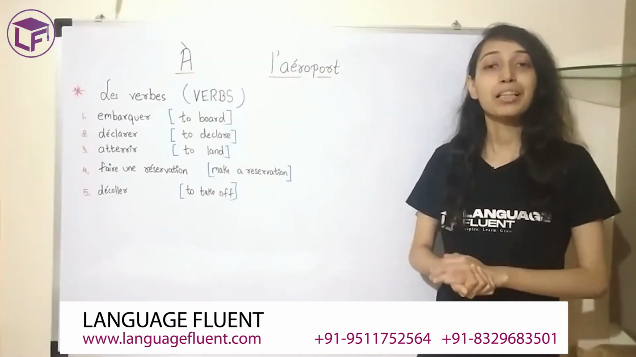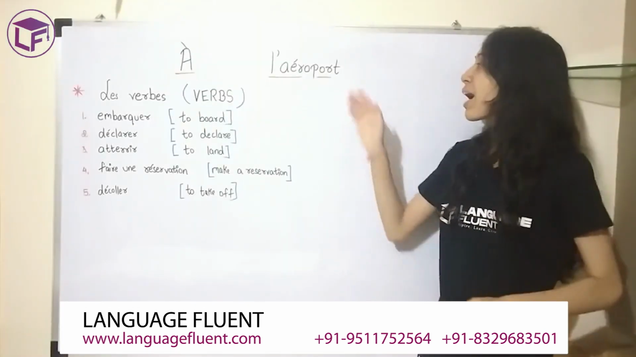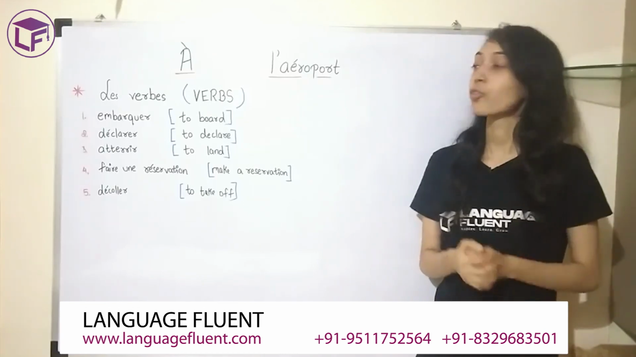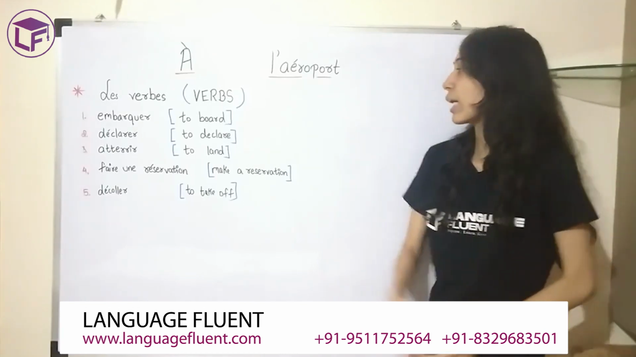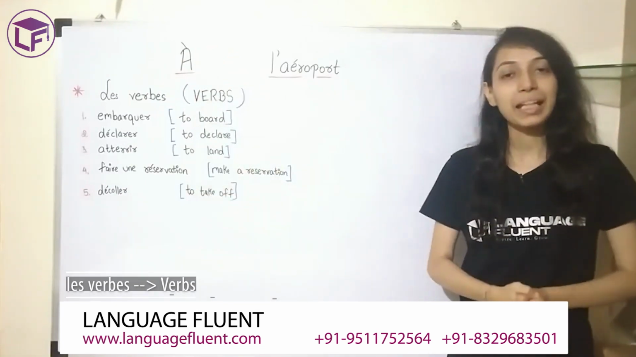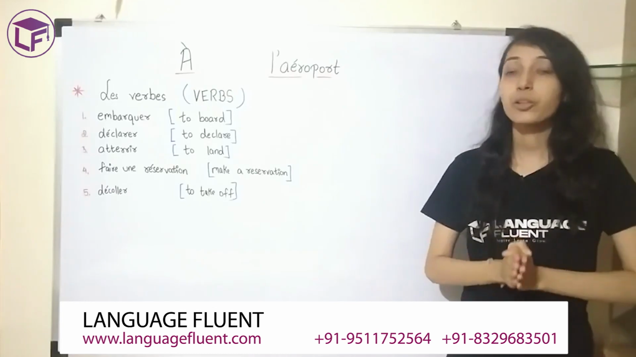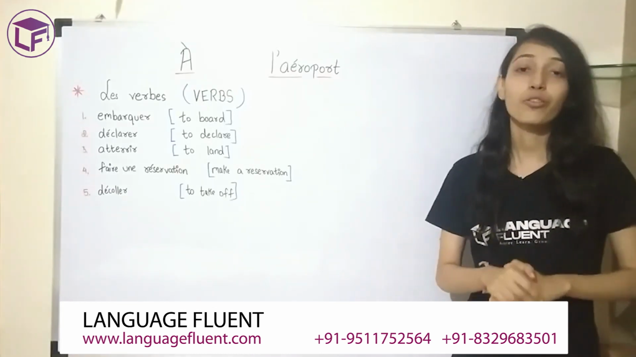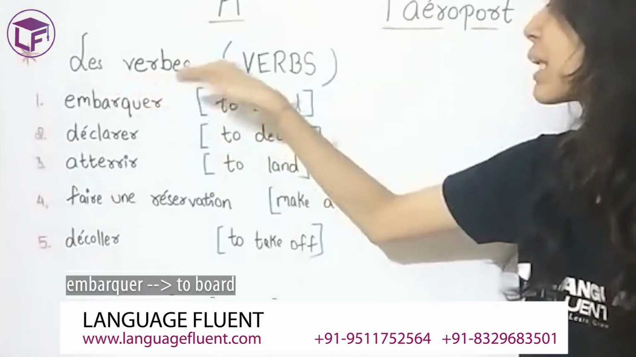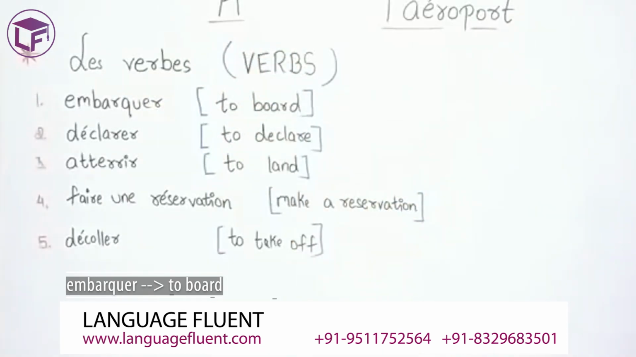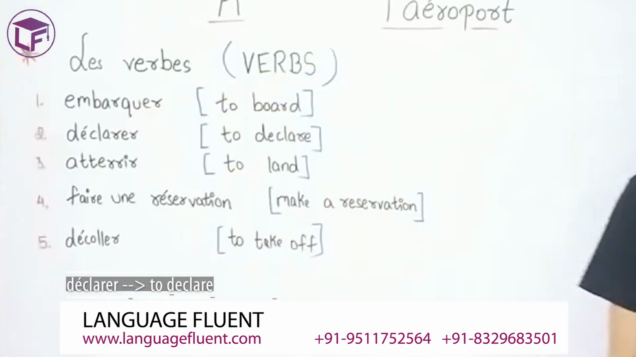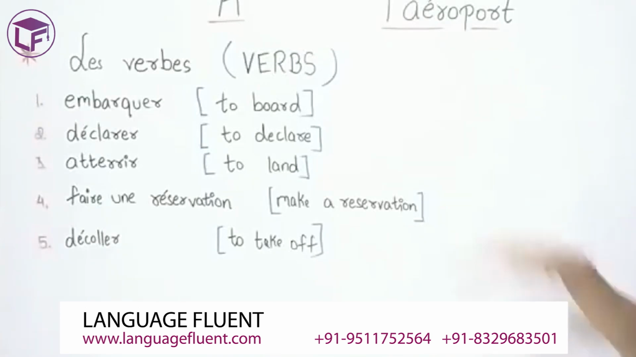Now we will look at a list of verbs which are used for à l'aéroport. Verbs in French, as we know, are known as les verbes. Here we have 5 verbs which are used at the airport. The first one is embarquer, which is to board in English. Next we have déclarer, which is to declare in English.